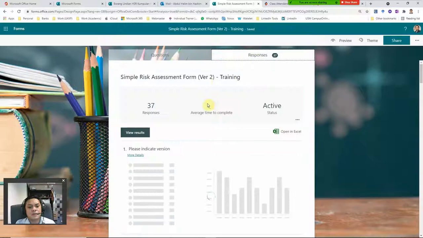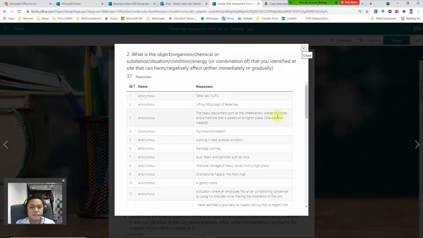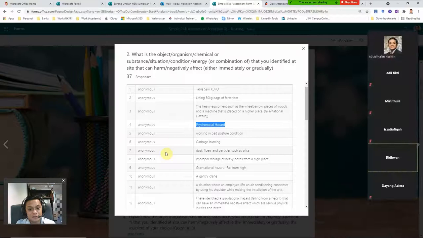In some of the response that I get, there are some that have inputted wrong hazard. For example, this one. This one is totally wrong. You cannot put just psychosocial hazard. Number one, because there is no psychosocial hazard within the character that you have chosen. I don't know why you put in psychosocial hazard. And number two, it is too general. So you cannot just put a general thing inside this question. What is the hazard?